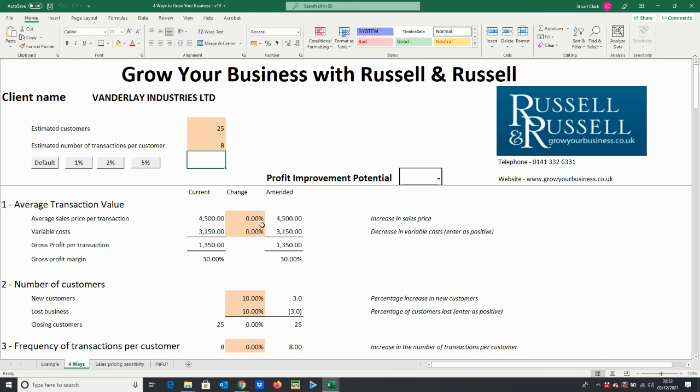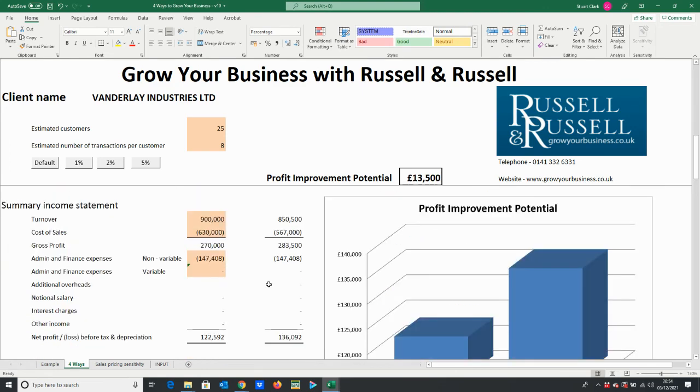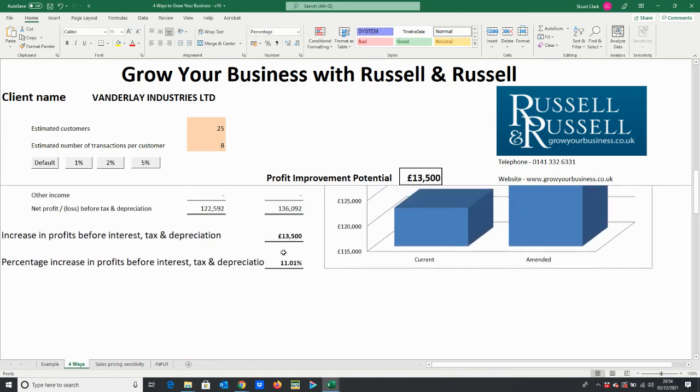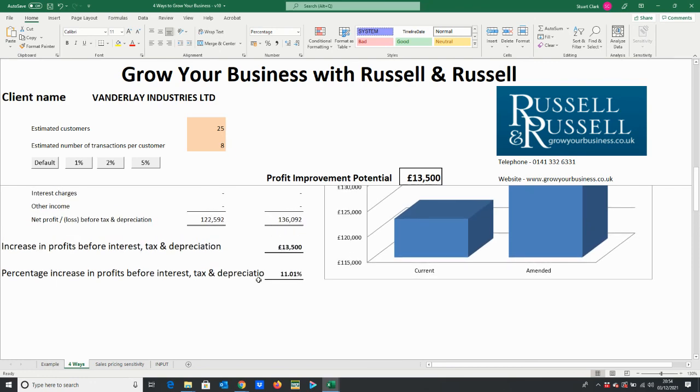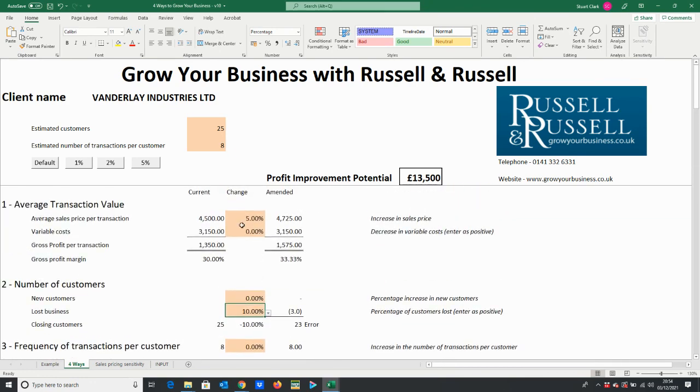So we'll go back to the 0%. Let's say the 5%, we get £45,000. Let's assume we lose 10% of our customers because of that. Still £13,500 better off. Still got over a 10% increase in our net profit. And that's with losing 10% of our customers. So once you start to think about what's behind these figures, then we can start to have a look and see how we can improve and influence each one of them.